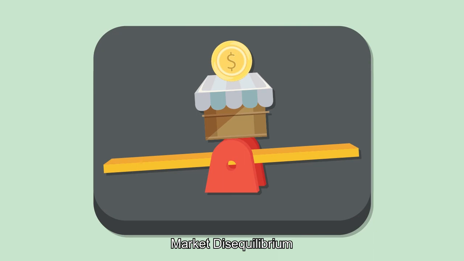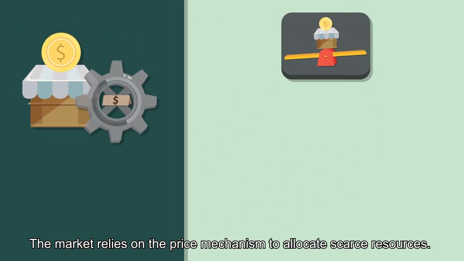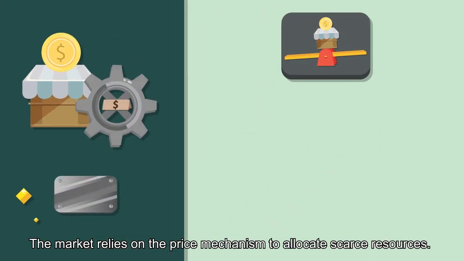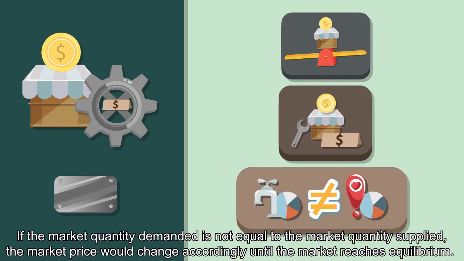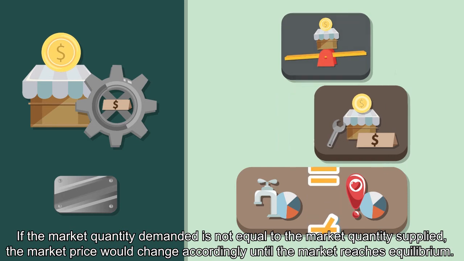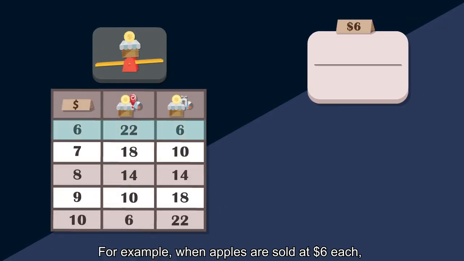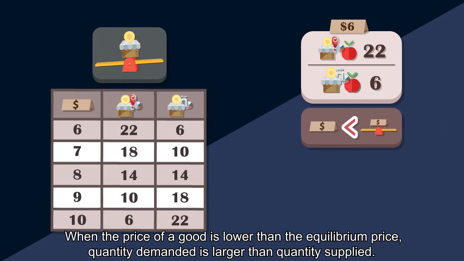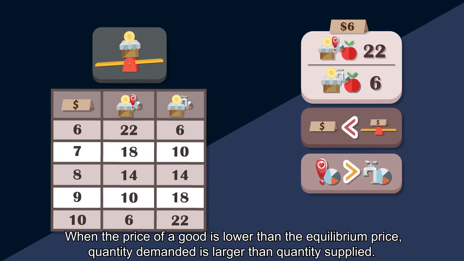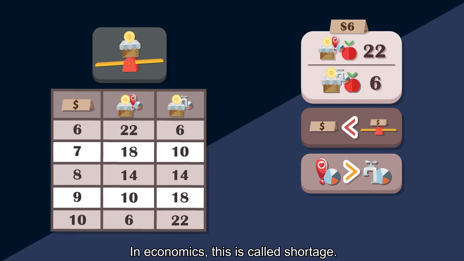Market disequilibrium. The market relies on the price mechanism to allocate scarce resources. If the market quantity demanded is not equal to the market quantity supplied, the market price would change accordingly until the market reaches equilibrium. For example, when apples are sold at $6 each, the market quantity demanded is 22 apples and the market quantity supplied is 6 apples. When the price of a good is lower than the equilibrium price, quantity demanded is larger than quantity supplied. In economics, this is called shortage.